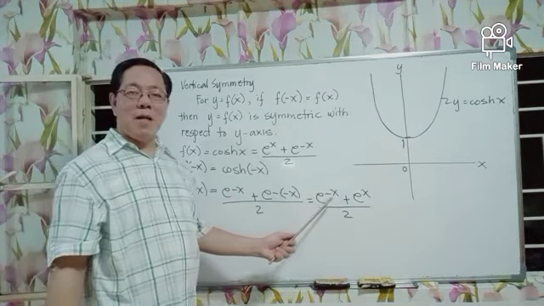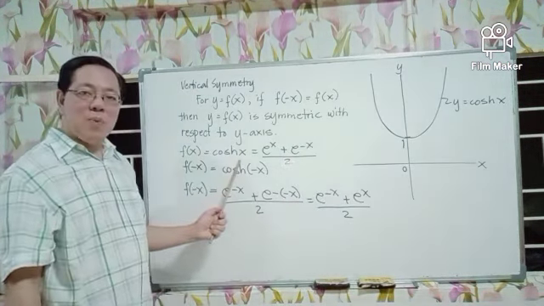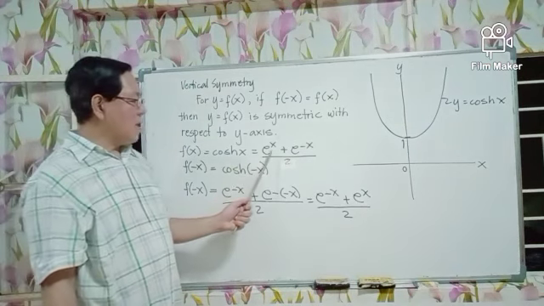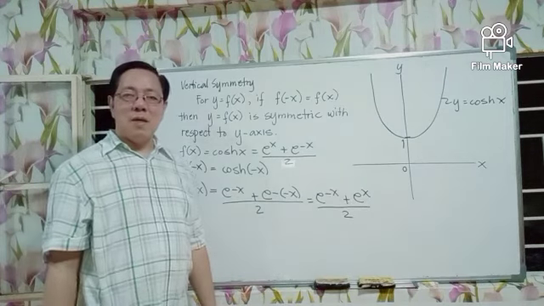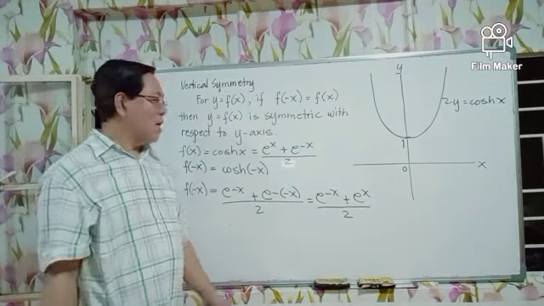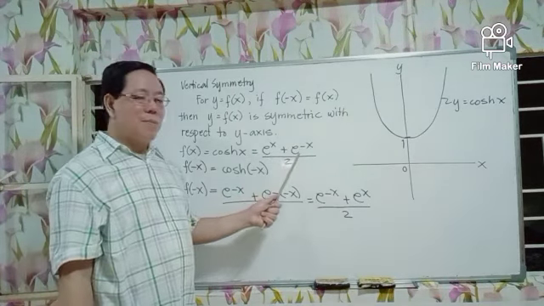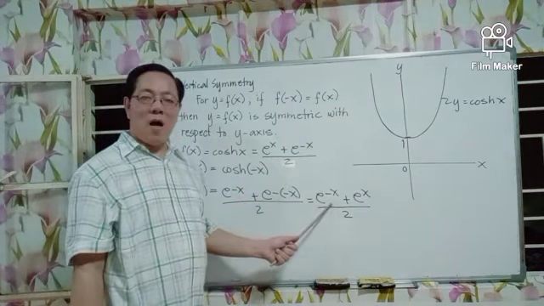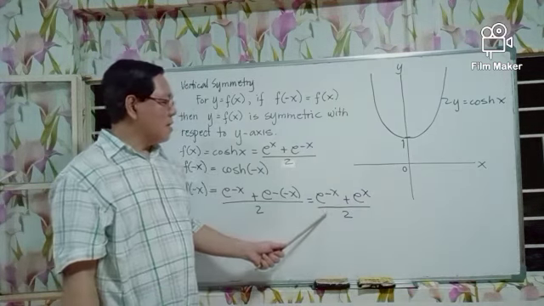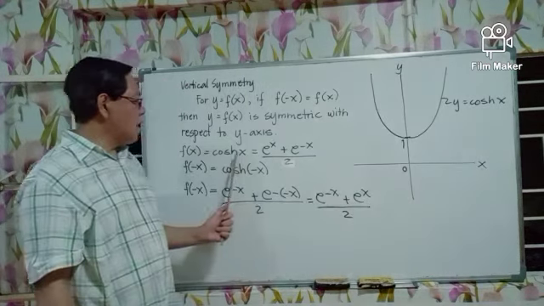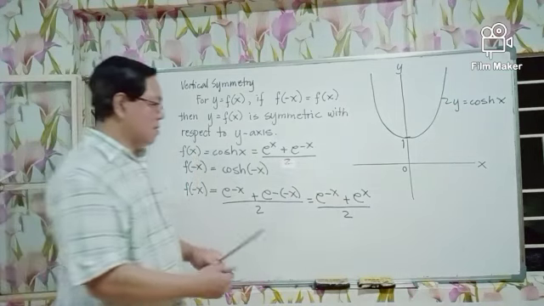But e to the minus x plus e to the x all over 2 is exactly the hyperbolic cosine of x, except that the sum in the numerator is interchanged. But addition is commutative, which means that the sum e to the x plus e to the minus x is equal to the sum e to the minus x plus e to the positive x. Thus, this is equal to the hyperbolic cosine of x, which is equal to f of x.